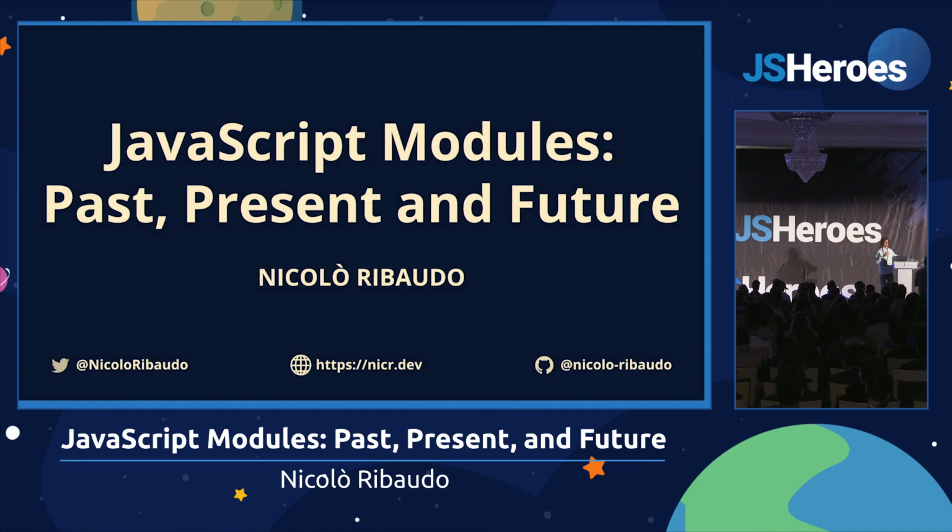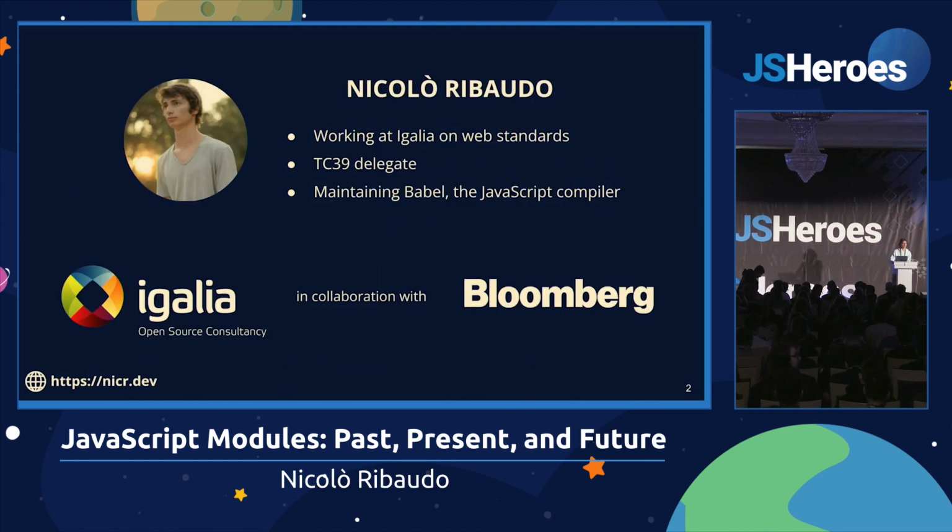I'm gonna talk about JavaScript modules: past, present, and future. So where are we now, why are we here, and what can we expect in the next 5, 10 years maybe?